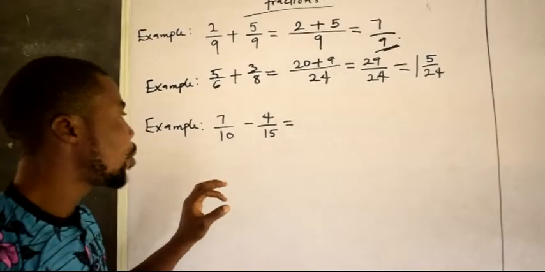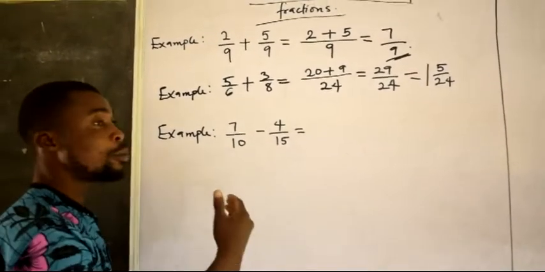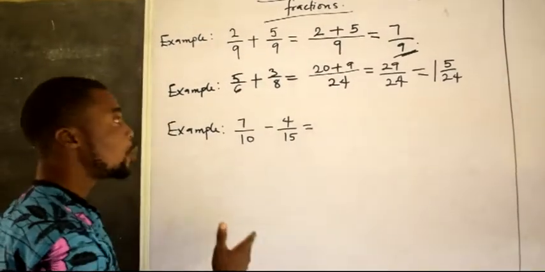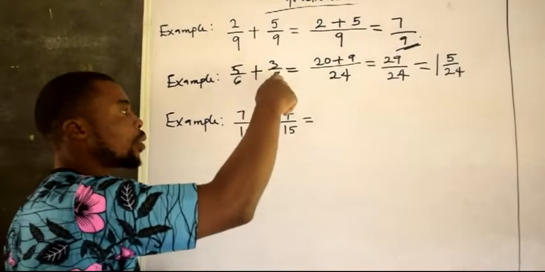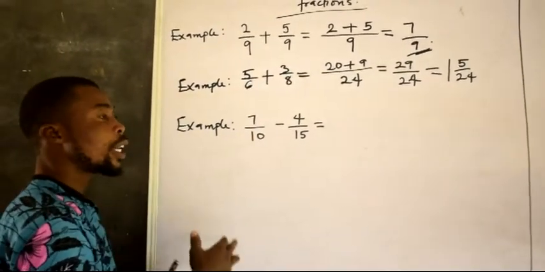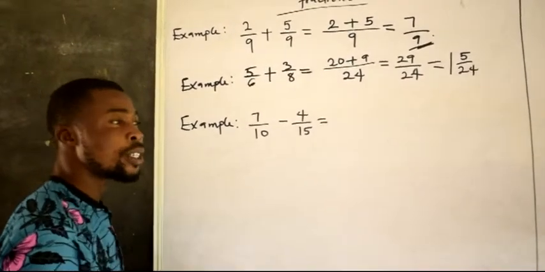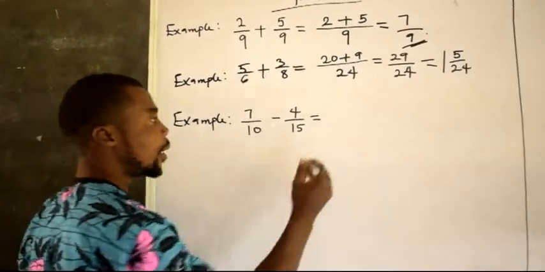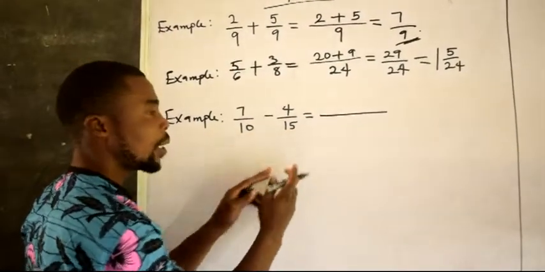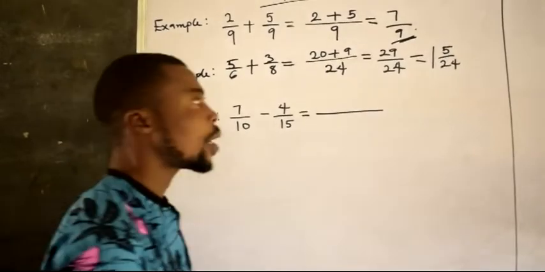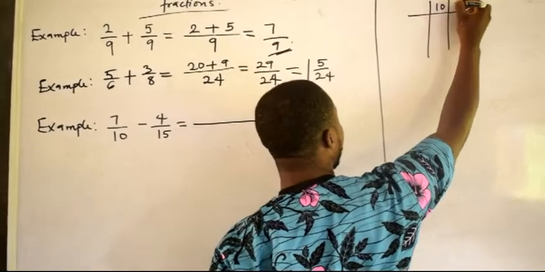Number 3 example, where we have minus, which is the same method you will use. The method you use in doing addition is also the method you use in doing subtraction. The first thing you will do is find the LCM, and the LCM is between 10 and 15. Let's find out our LCM between 10 and 15.